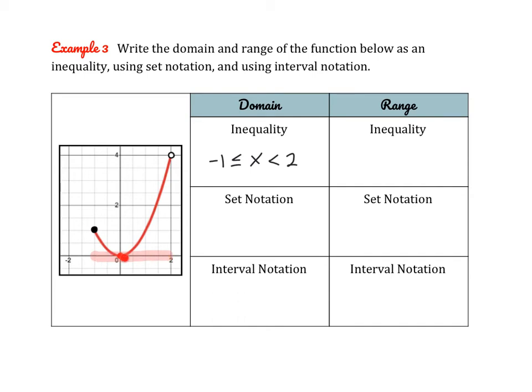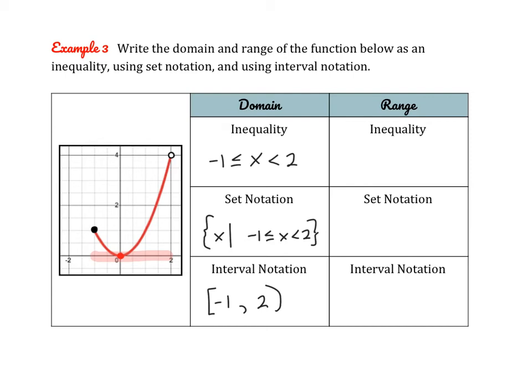So anytime you have a domain or range that is between two numbers, we can write it like this as a single inequality. So for set notation, again, looks very similar. We'll say x such that negative 1 is less than or equal to x is less than 2. And for interval notation, it's actually going to look a lot like this. Negative 1 is our lower boundary. It is included, so I do a square bracket. 2 is our upper boundary. It is not included, so I do a rounded bracket.